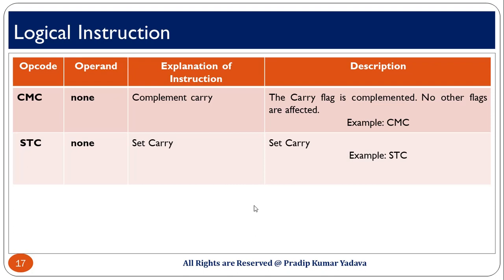Now, we have CMC, which means complement the carry. Basically, whatever value of carry is available, when you execute this instruction, it will be complemented: if the value of carry is 0, it will be 1, and if the value of carry is 1, it will be 0 after this operation. STC is used to set the value of carry: suppose the value of carry is 0, when you perform STC, it will be 1; if the value of carry is 1 and you perform STC, it will be 1 again.